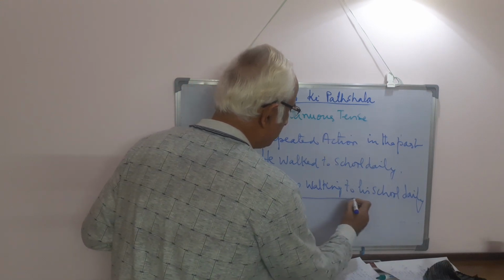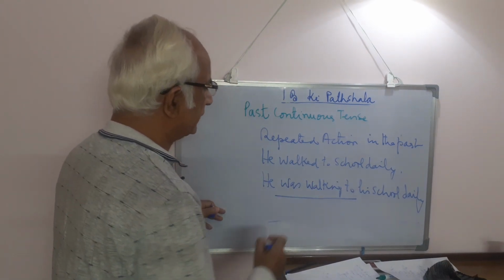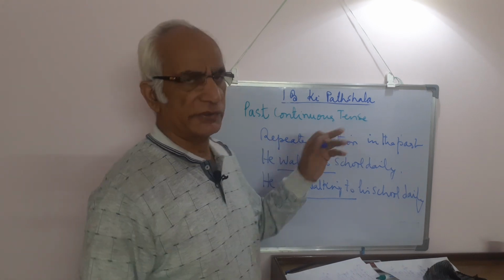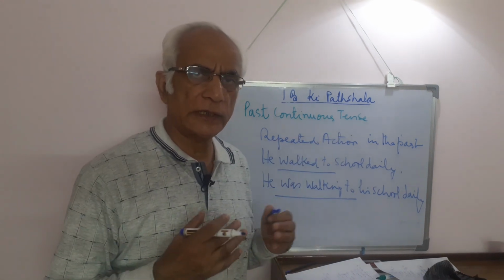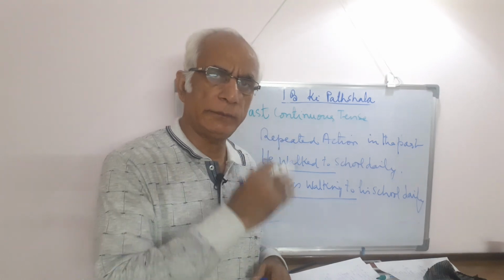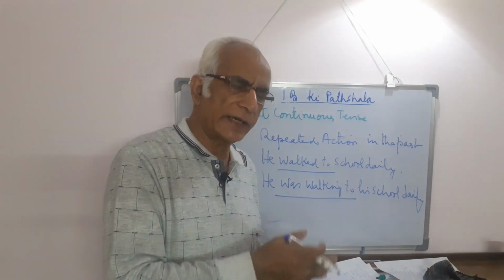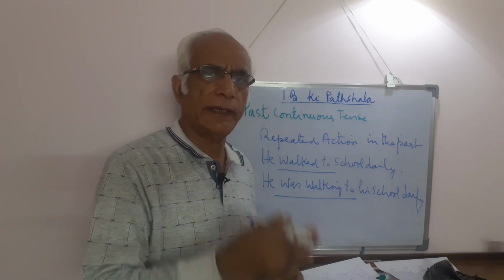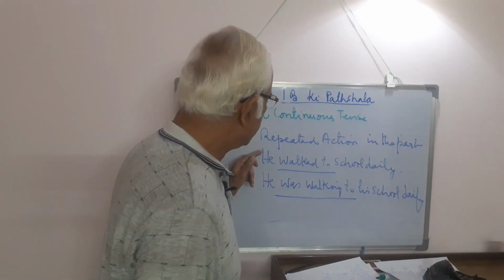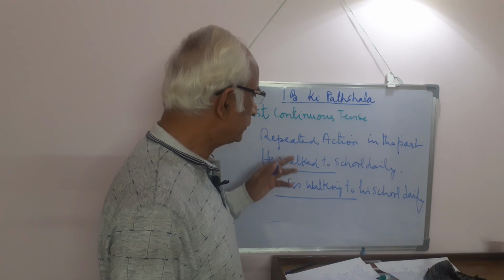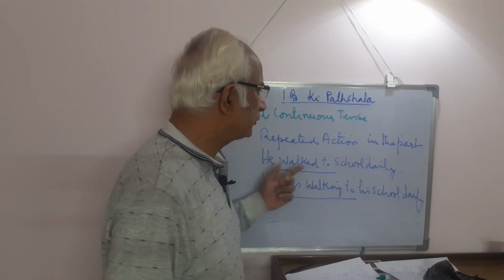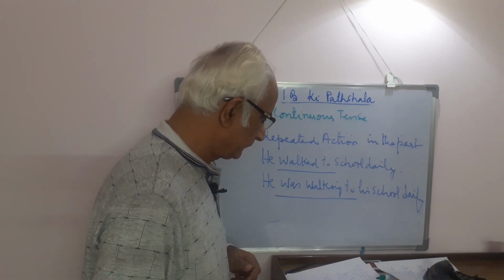We can use the past continuous and we can use the simple past in repeated actions. So whenever you're talking about repeated actions that happened in the past, actions that were done again and again and again, we can use both simple past and the past continuous. Both are correct. He was walking to the school daily. He walked to school daily. ठीक है?